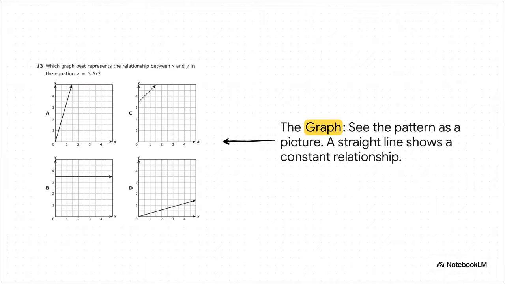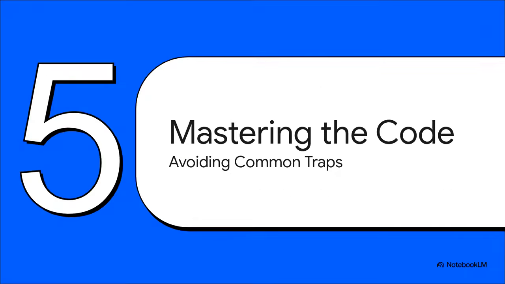And finally, the graph, which turns all those numbers into a picture. Each pair of values from our table becomes a single point on the graph. Connect the dots, and what do you see? A perfect straight line going right through the origin. And remember what that means? That's our visual proof that we're dealing with a constant multiplicative relationship. It all connects. Now listen, even the best code breakers fall into traps sometimes.